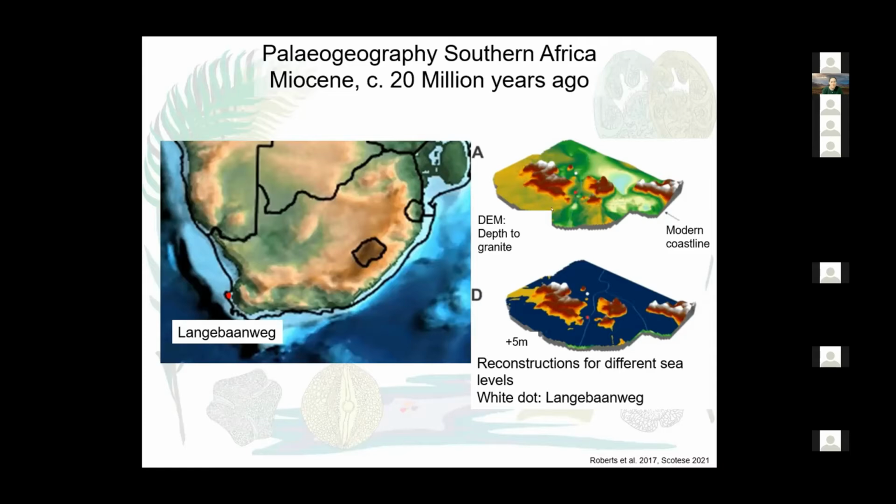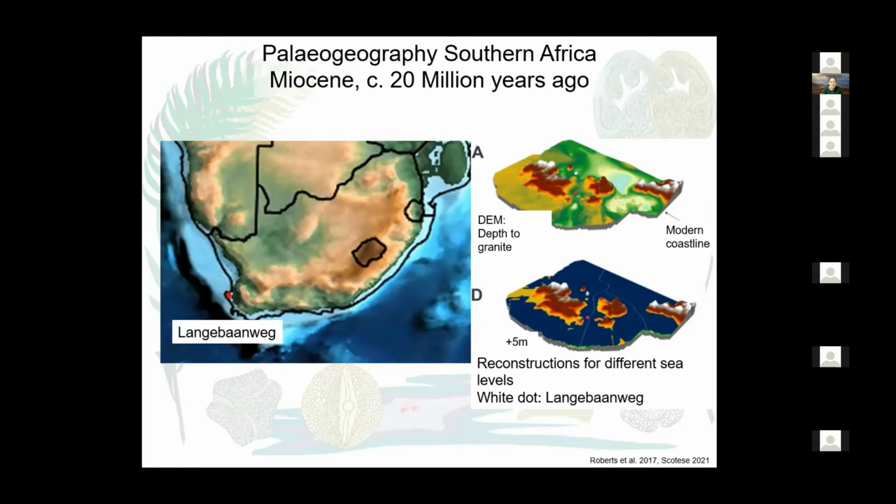When you have only an increase of 5 meters, then you already see a strong change in the coastal topography. So that is today's topography. You can see here the Cape granites building hills here. And when you remove the sediments which have built up since the Oligocene, then it would look like that. If you have a sea level increase of only 5 meters, then you would have strong ingressions here. So basically you have an archipelago situation here.